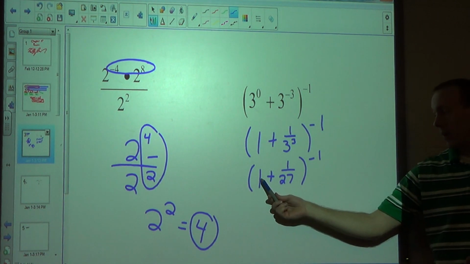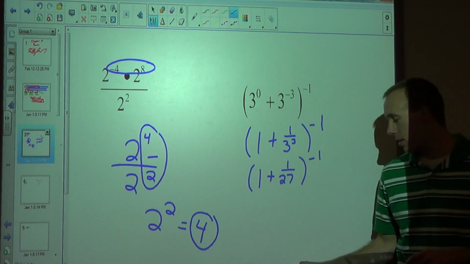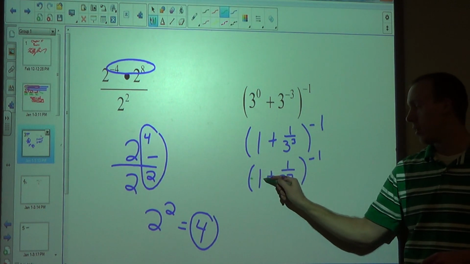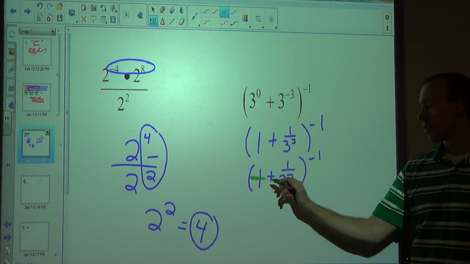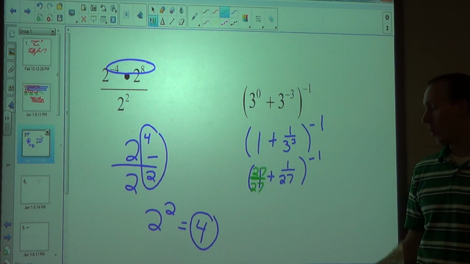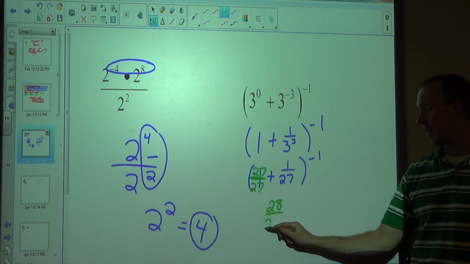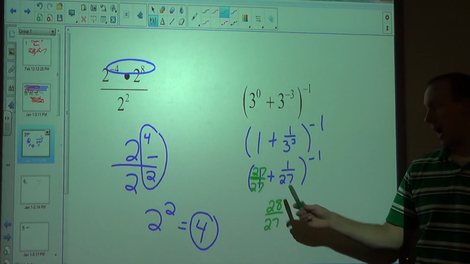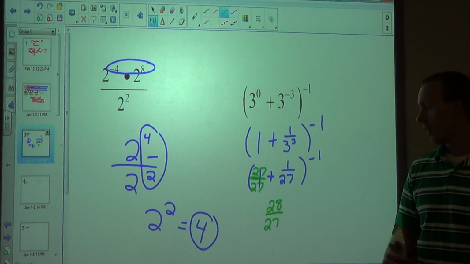Okay? Now, how do I combine fractions here? Add 27 to get a common denominator, right? What would the common denominator be here? 27. So what would I put on the bottom of here? 27 and 27. So what would that actually be now? 28 over 27. Again, if you had a calculator, could I not plug in 1 plus 1 over 27 and hit math fraction? Yeah. Yep.